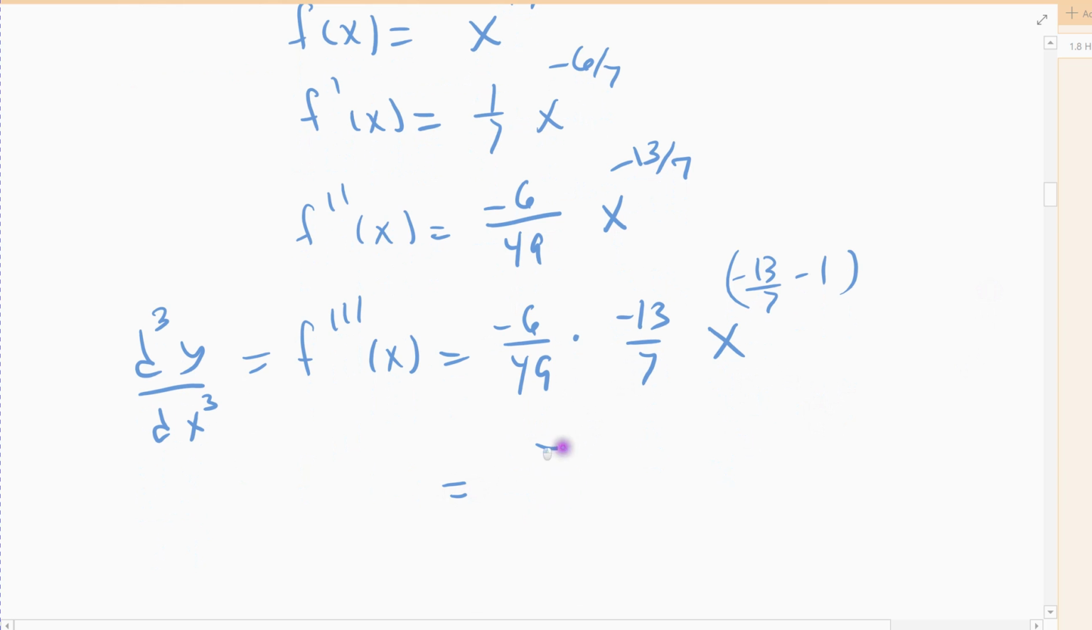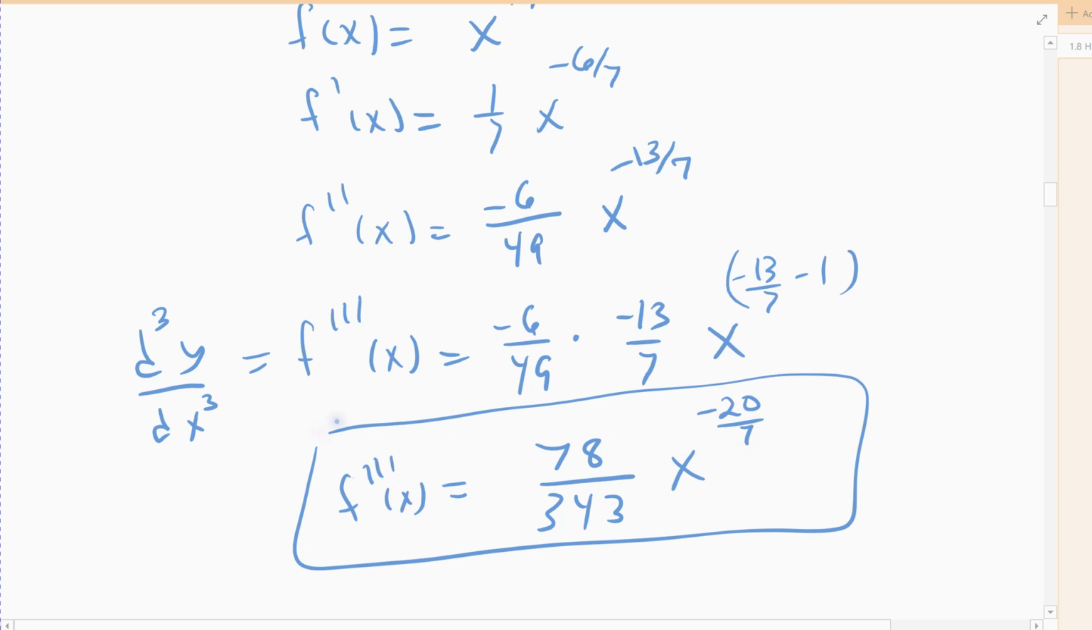So this simplifies up here to 78 over, so it doesn't simplify real nice. Actually, it doesn't simplify at all. It's exactly the fraction 78 over 343, and then x is raised to the negative 20 over 7. Leave it like that. On the homework assignment, they typically have you leave them as fractions, because this fraction represents a root. This would be x raised to the 20th, where I've got the 7th root of x. All right, and so there's that, just practicing the third derivative with ugly fractions.